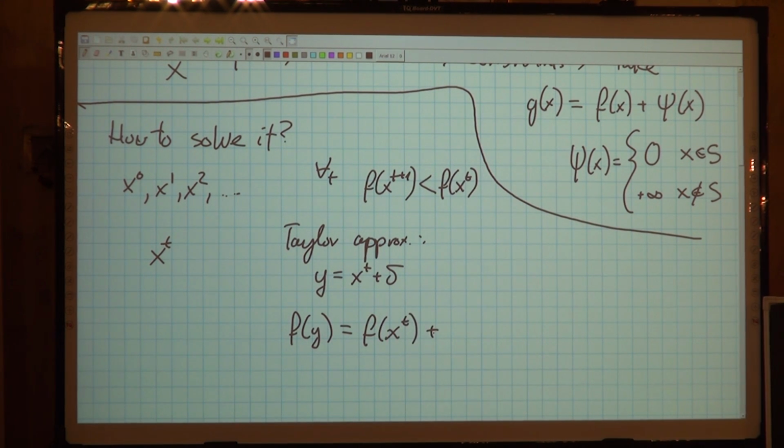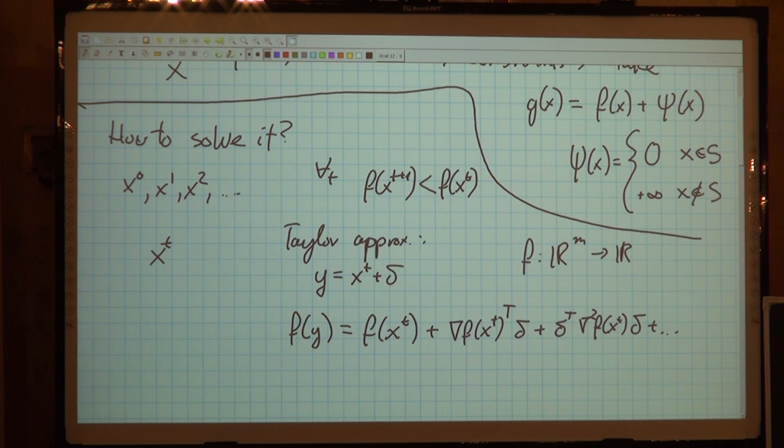Plus, then there is the first order term, so there is the gradient of the function. By the way, the function f takes as its argument some m-dimensional vector, and it returns a single real value. So it's the gradient at this point, times delta, plus the second order term, which is delta transpose, the Hessian at this point, times delta, plus higher and higher order terms.